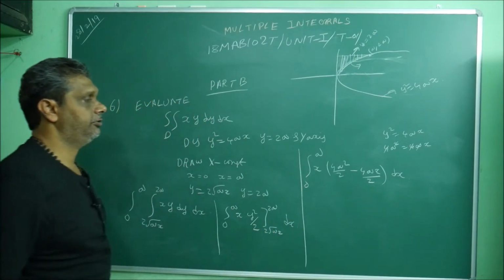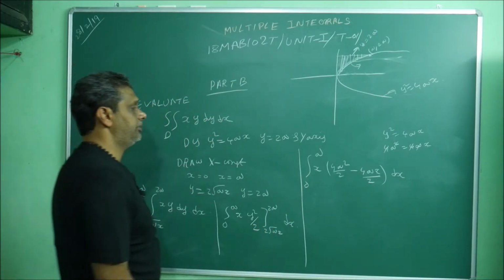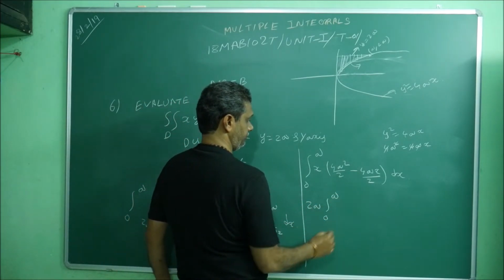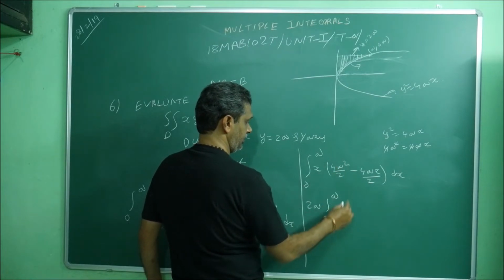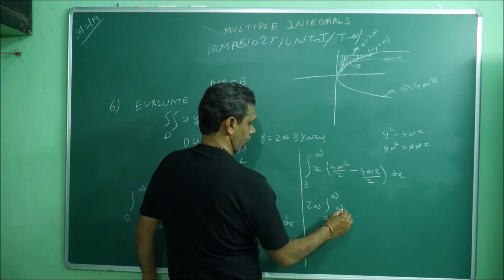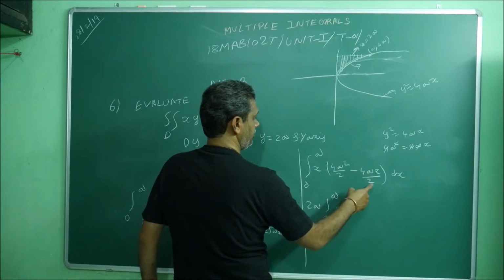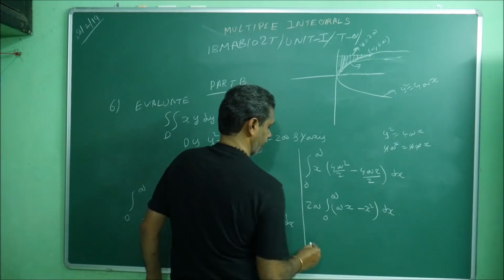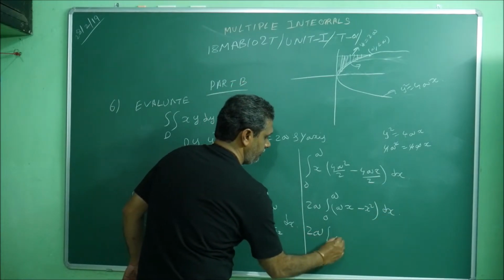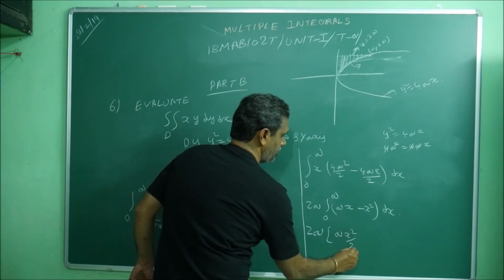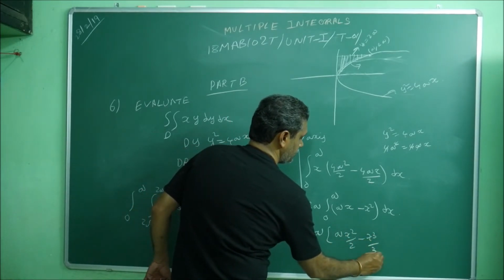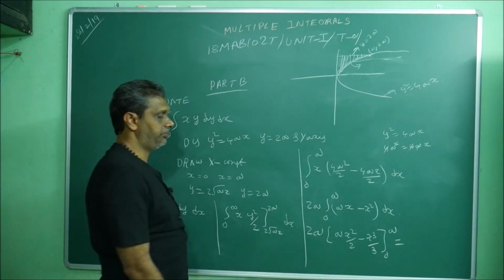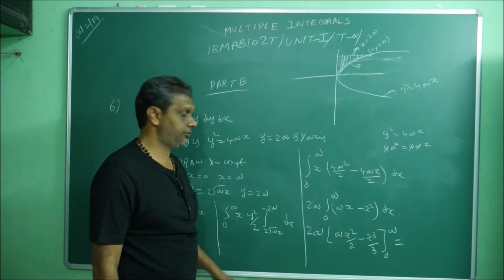If you want, you can take 4a by 2 also outside. 4a by 2 if you take outside means what? This becomes 2a, 0 to a. 4a by 2 if you take, a is balanced, then ax. 4a by 2 means what? Minus x square dx. Then 2a, ax square by 2 minus x cube by 3, 0 to a. Here also lower limit vanishes, upper limit only stands. So what you will get actually?